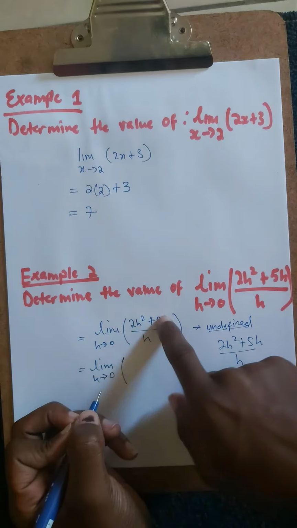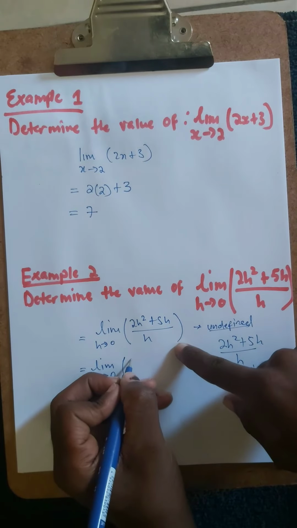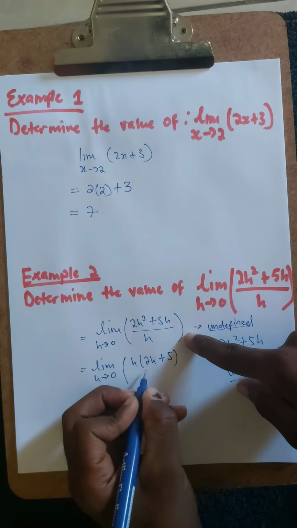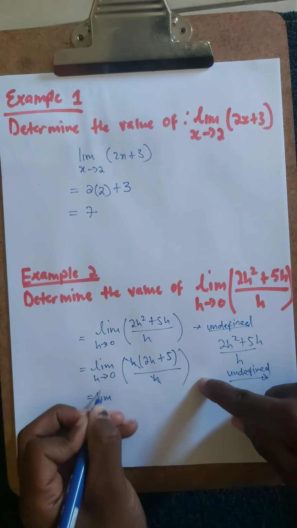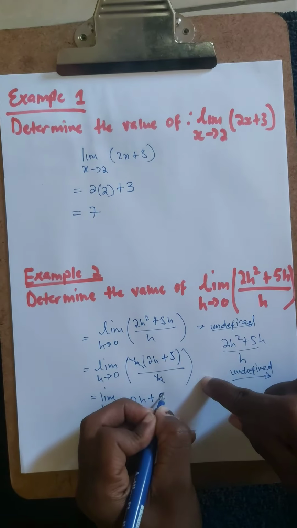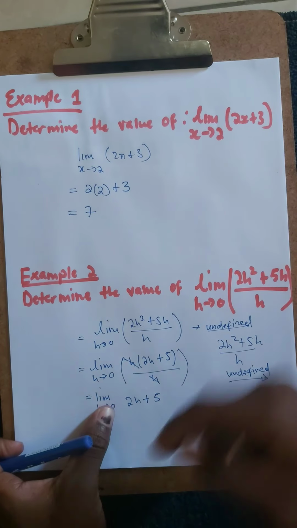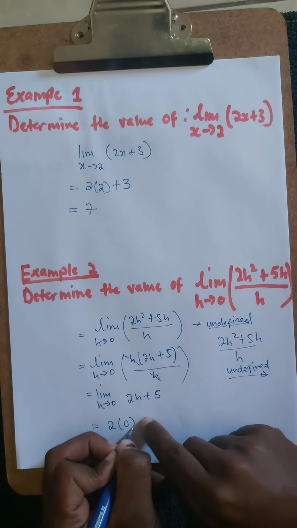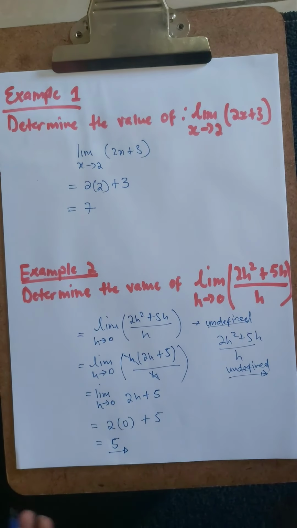So how are we going to factorize the numerator? There's a common factor, which is h. So we get h times (2h plus 5) divided by h, and the h cancels. So the limit is now 2h plus 5. Then we check after simplifying: substitute h equals 0. Do we get undefined or a number? We get a number, so we can substitute. 2 times 0, plus 5. Our final answer is going to be 5.